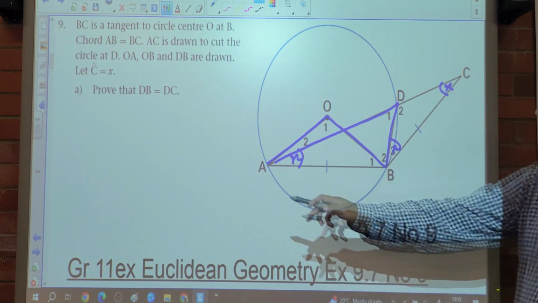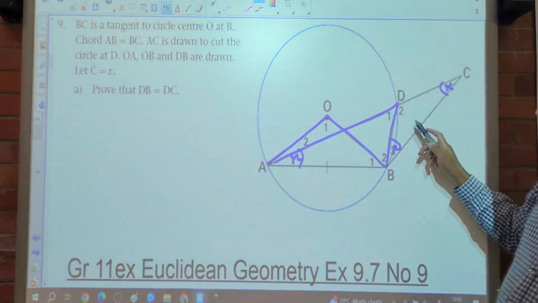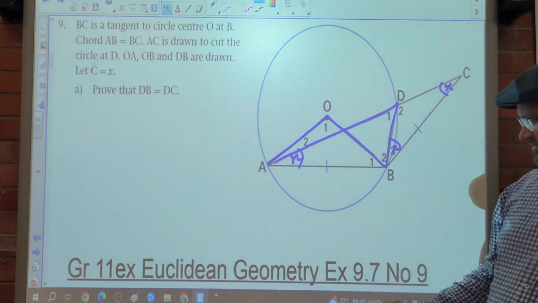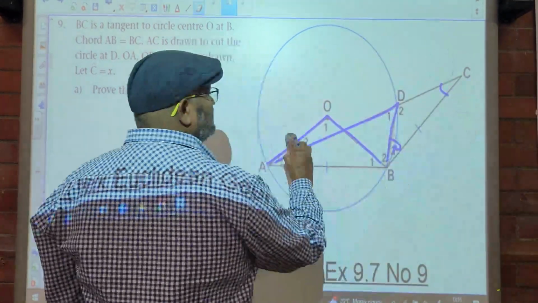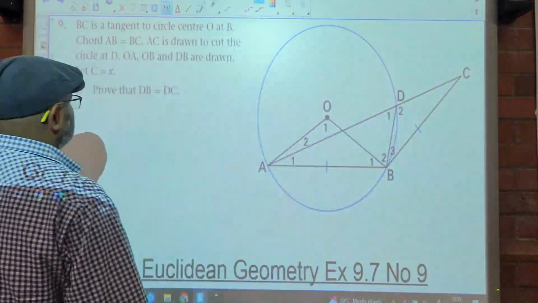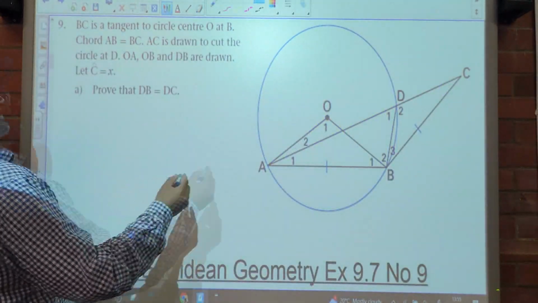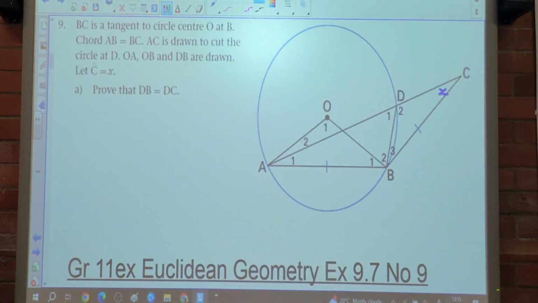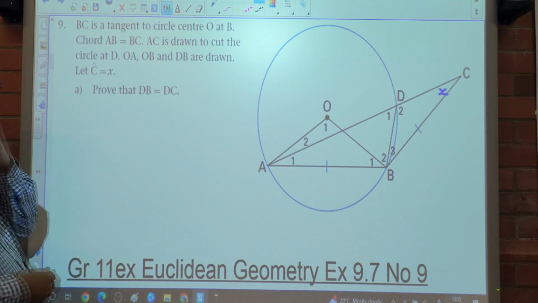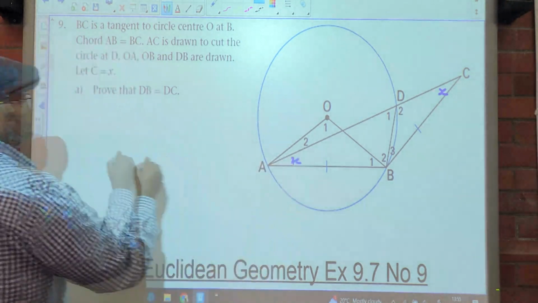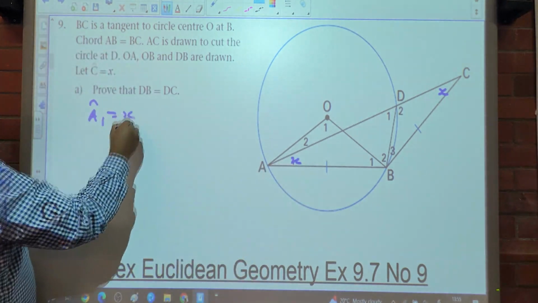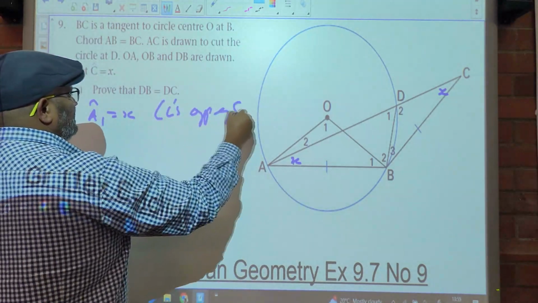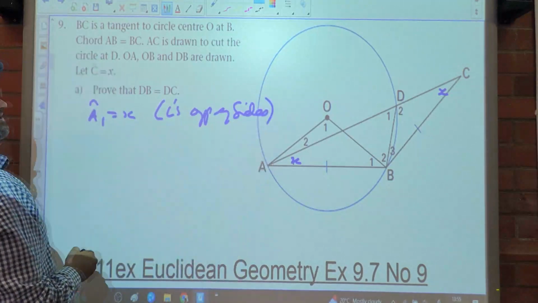The first question, prove that BD is equal to DC. We did it already. No? Too easy. Right, so let's go. So where do we start? We say, since C is X, do I have to say let angle C be X? No, because that's given to us. Which other angle is equal to X? A1. So angle A1 is X. Why? Angles opposite equal sides. Right, now what?